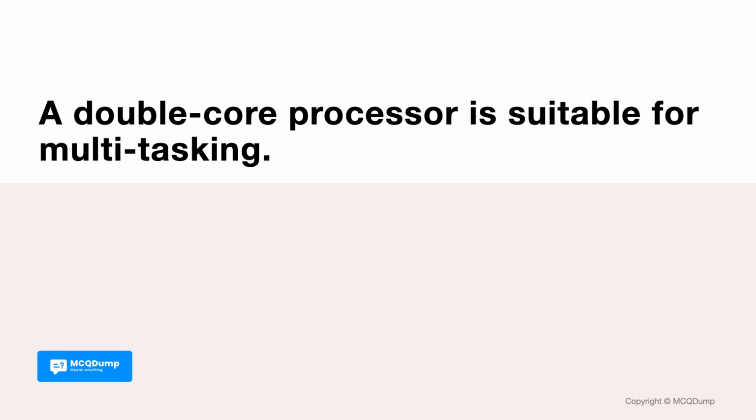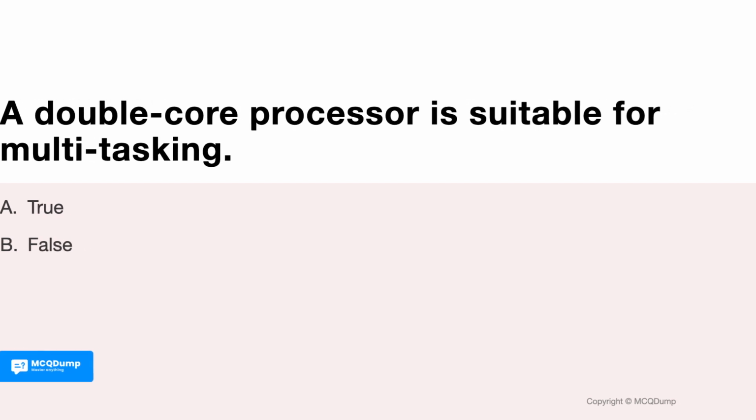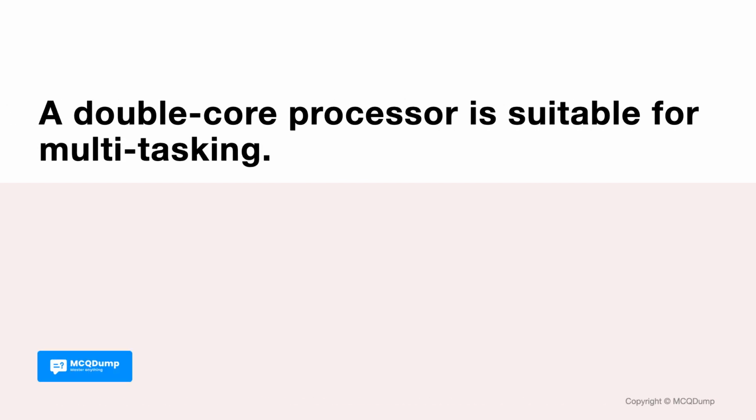A double-core processor is suitable for multitasking. True or false? It is true. A double-core processor is suitable for multitasking compared to a single-core processor. Because it contains 2 cores within a single integrated circuit, each core has its cache and controller. These controllers and cache are linked together to work as a single unit. This is why these CPUs can work faster than the single-core processors.